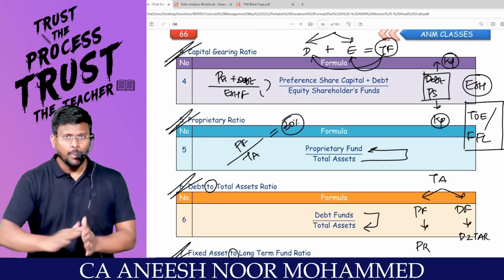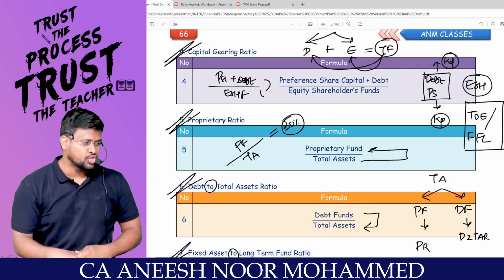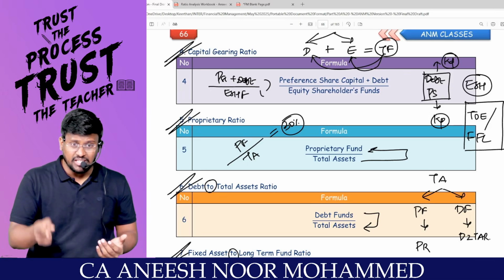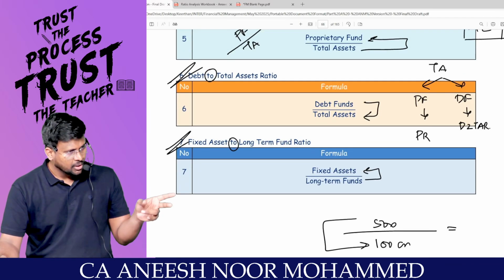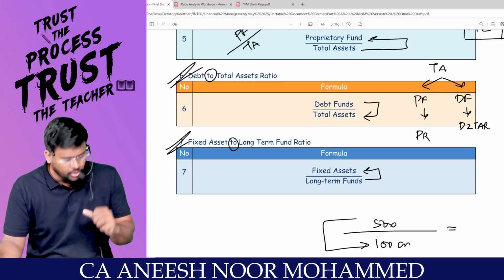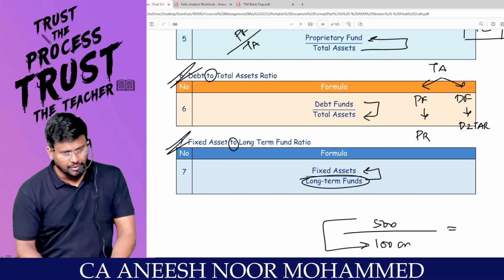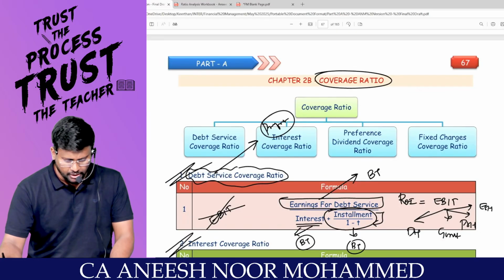Comfortable, sir? Proprietary ratio: out of my total assets, how much money is of proprietors. Out of my total assets, how much is debt fund is the debt to total assets ratio. Fixed assets are always connected with long-term loans. So out of my long-term fund, how much fixed assets I am having is the fixed assets divided by long-term fund ratio, right, sir?